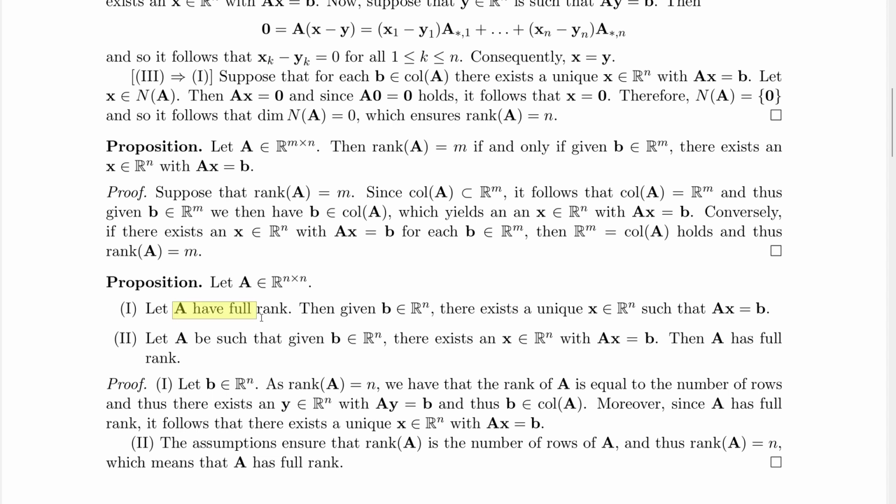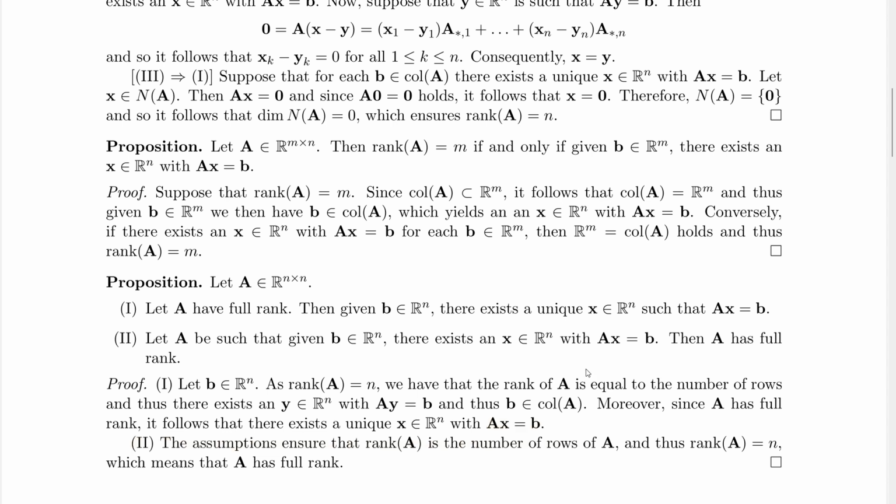So let's start off by supposing we have full rank. Take an element b out of Rn. Well, the rank is full, which means it's the number of columns, but note, in this case, it's also equal to the number of rows. And as we just noted, that means there is some y so that A times y is b. But that would mean that b lives in the column space. And now since A is full rank, any element of the column space has a unique solution associated with it.